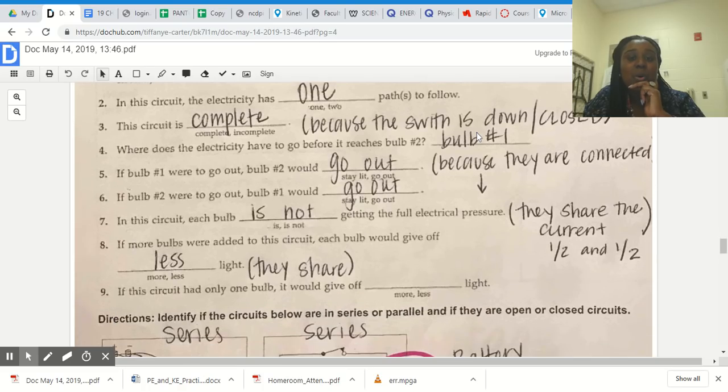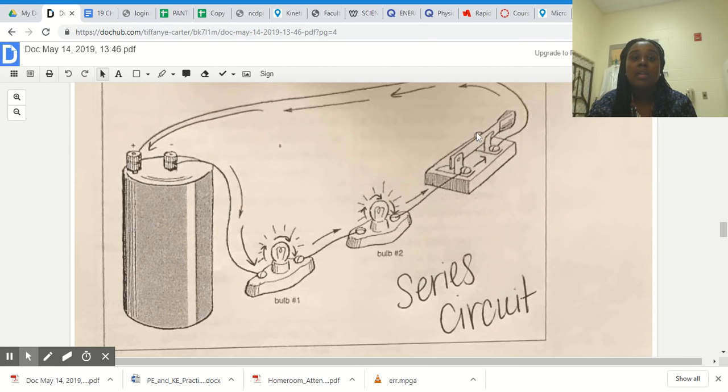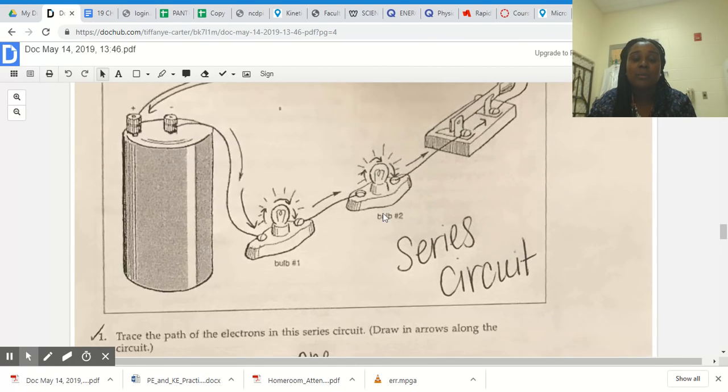All right, number 7, in this circuit, each bulb is not getting the full electrical pressure, and that's because half of the electric current is going to bulb number 1, the other half is going to bulb number 2, so they're sharing the electricity. Now, if we were on a parallel circuit where there are multiple paths, then each one could have a full amount of electrical energy. Say we turn off bulb 1 and we just have bulb 2 on. But in this circuit that we have here, they're sharing the electricity between the two.